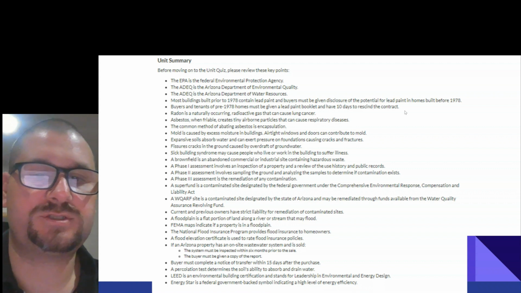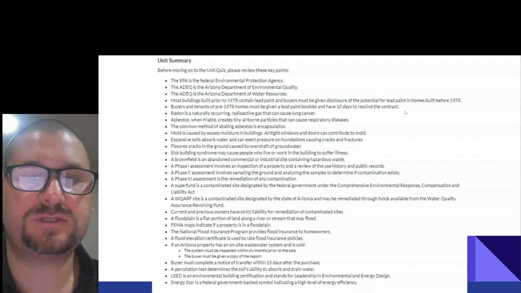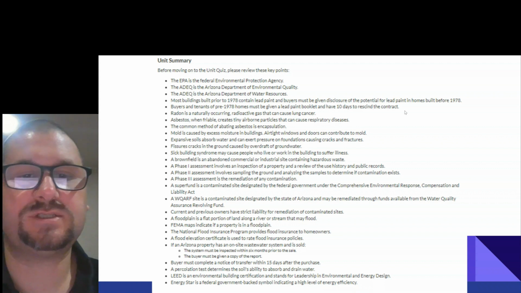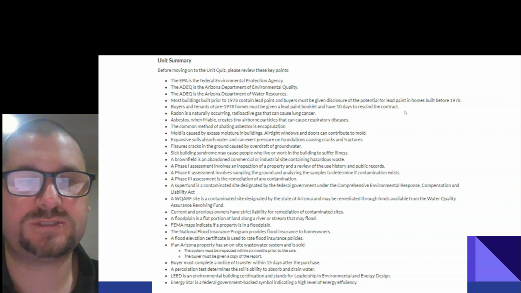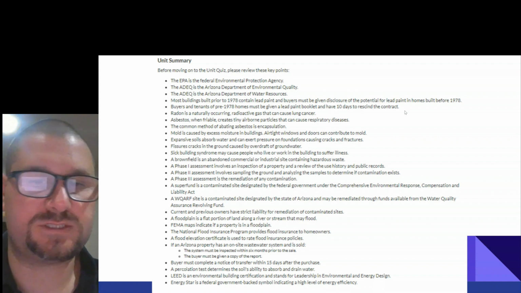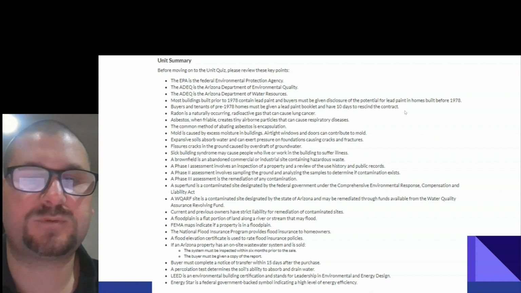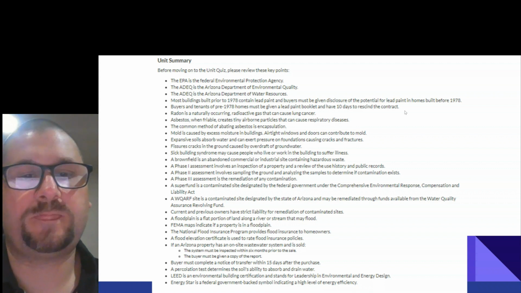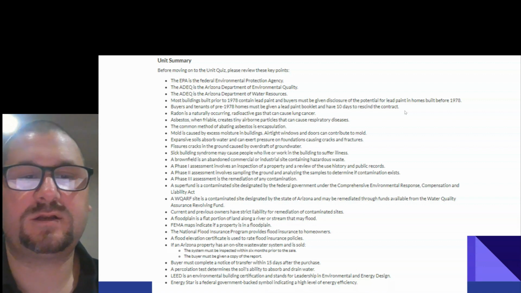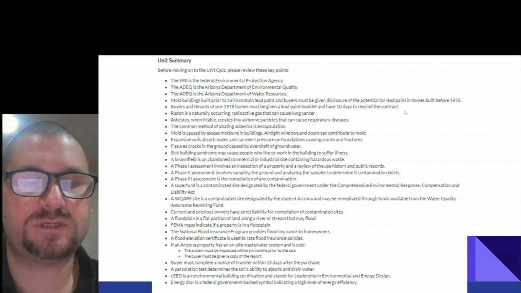The National Flood Insurance Program provides flood insurance to homeowners. Flood elevation certificate is used to rate flood insurance policies. If an Arizona property has an on-site waterway system and is sold, the system must be inspected within 6 months prior to the sale. The buyer must be given a copy of the report. Buyer must complete a notice of transfer within 15 days after the purchase.